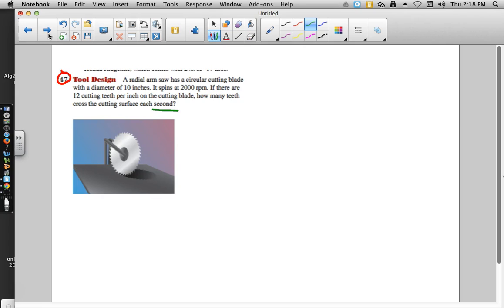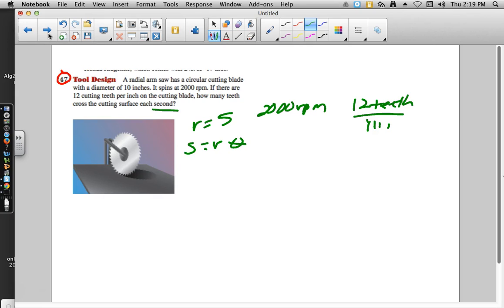We've got a diameter of 10. That means our radius is going to be 5. And we have that it spins 2,000 revolutions per minute. 12 cutting teeth per inch. All right, now let's start putting this all together here. If we want to figure out how far this goes in one of those revolutions, we of course have to use S equals R theta. So that's going to be 5 times 2 pi, which would give us 10 pi. So 10 pi inches in one revolution.